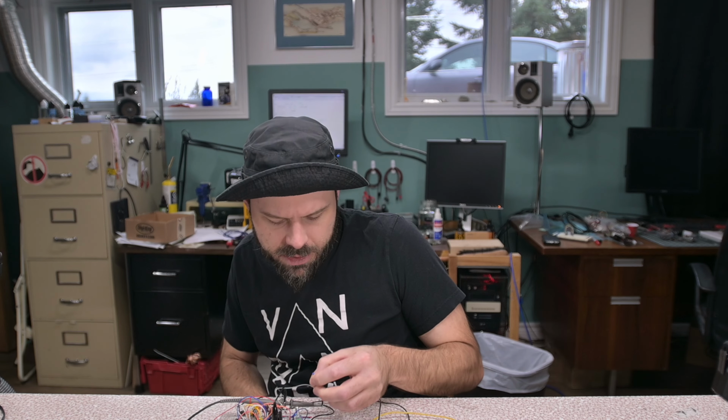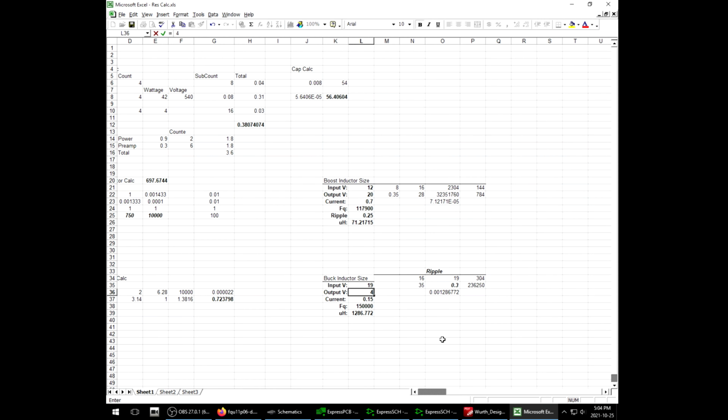I might increase that frequency. What do I got in there right now? Yeah, that's the 220p I told you about. At 4 volts, no, 6 volts.